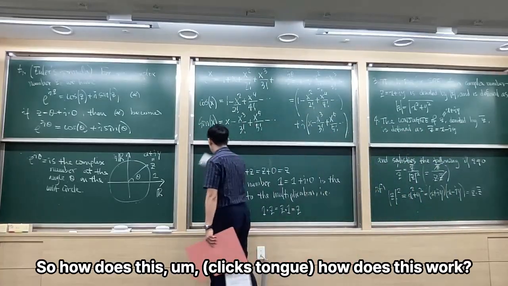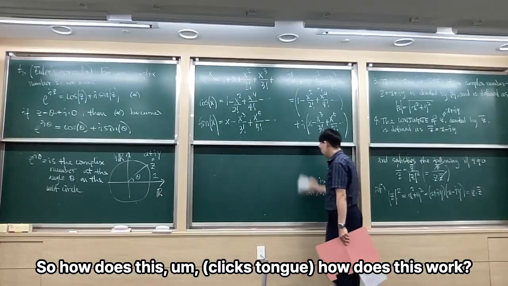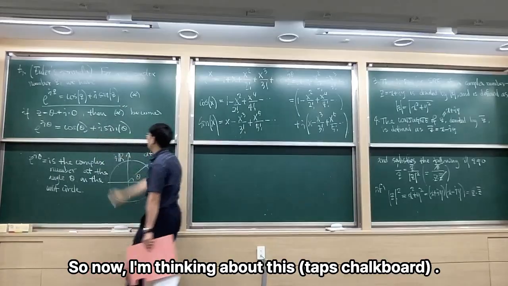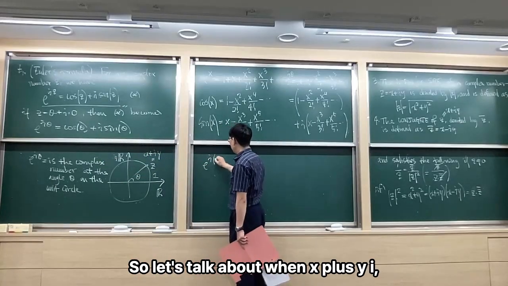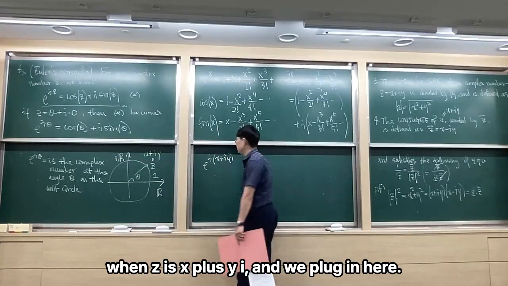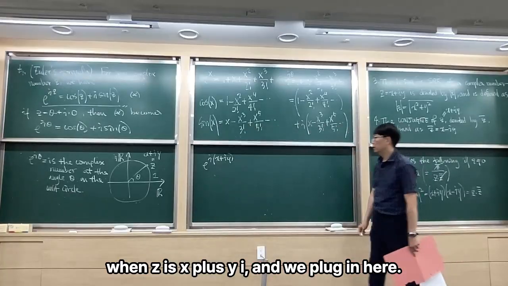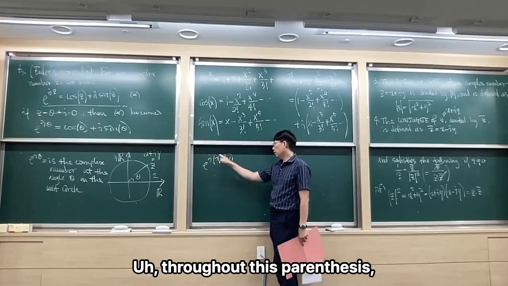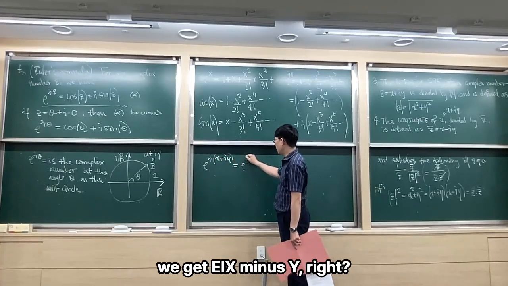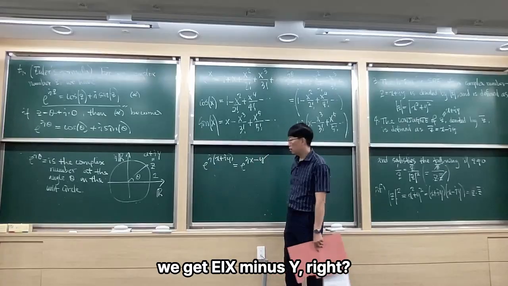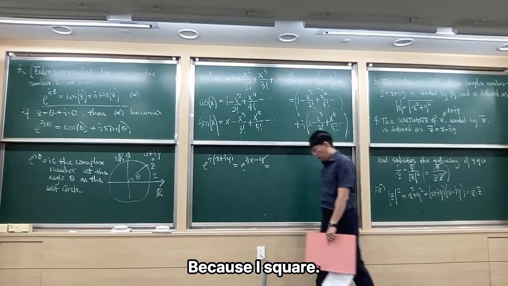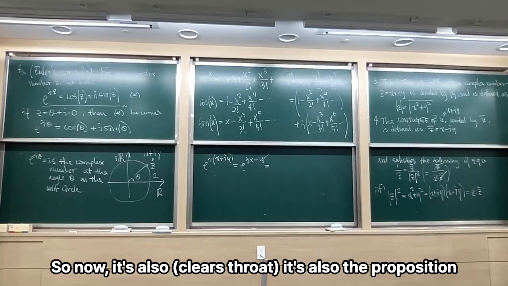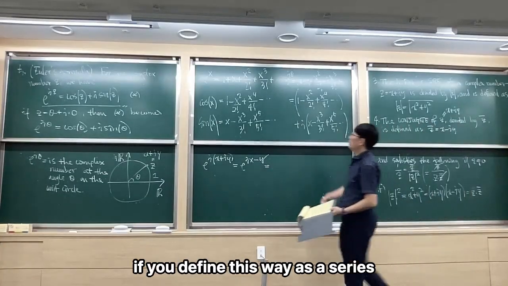So how does this work? Now I'm thinking about this. Let's talk about when z is x plus yi. Let me plug in here. Then I can distribute i throughout this parenthesis. We get e to the ix times e to the minus y, right? Because i squared is minus 1.